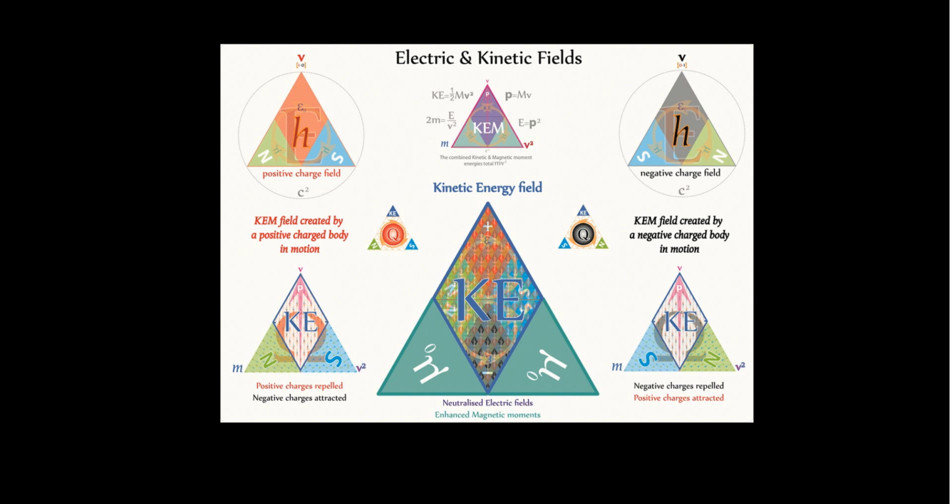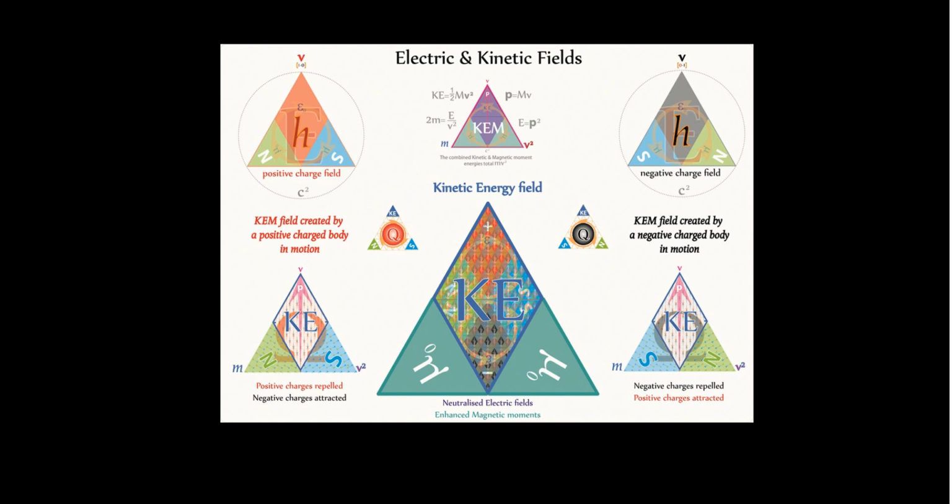The triangle drawn as we see in the center here is the KEM field. When a force is applied to a particle, all the energy that was in that force, that was applied to the particle, is converted back into kinetic energies and magnetic moments and vector linear momentum. They're all components of the secondary KEM field.